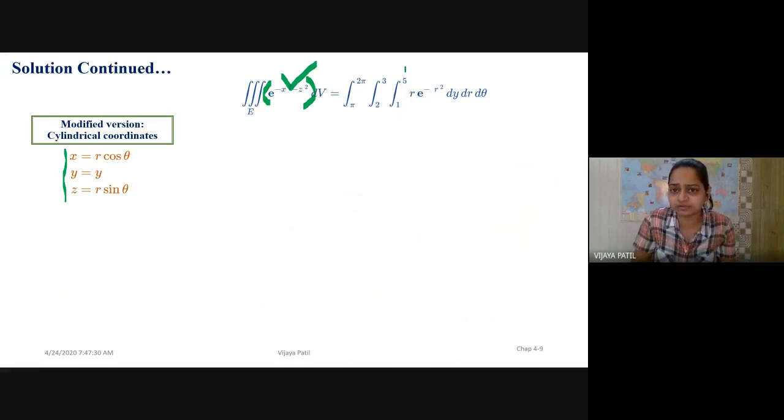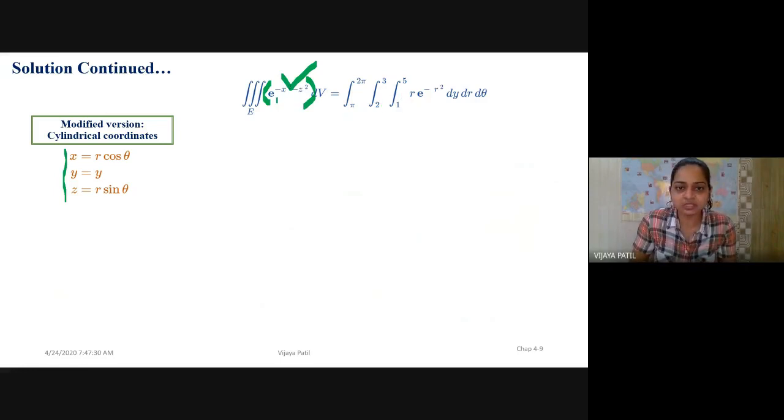So now here if you observe, all of them are constant limits. So it's up to you which variable you want to go for first. It's not required to go for y only, or r only, or theta only. The flexibility is completely with the solver, but definitely the answer will remain the same. Whichever integral you do first, second or third, doesn't matter, the answer will remain the same.